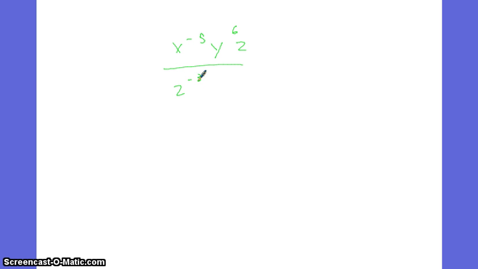Another way I can write this problem is I could write everything in the denominator. So that's going to equal 1 over. I'm going to do the exact same thing. I'm going to bring stuff down now.